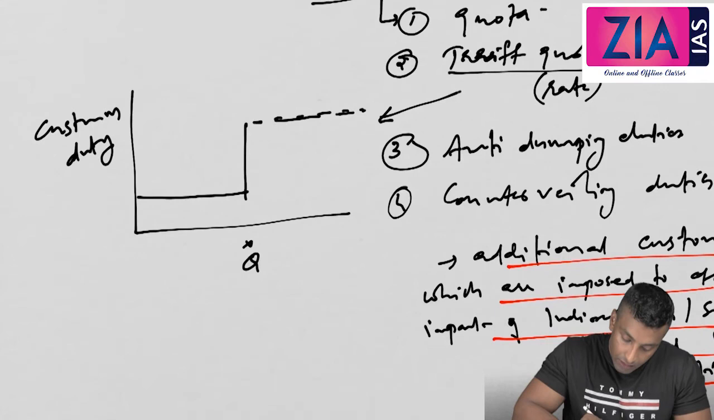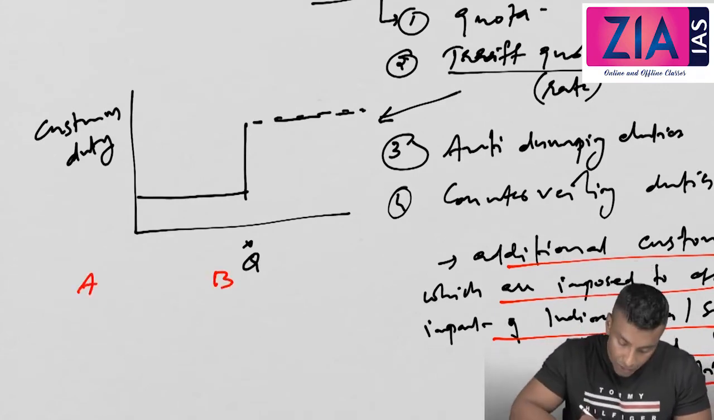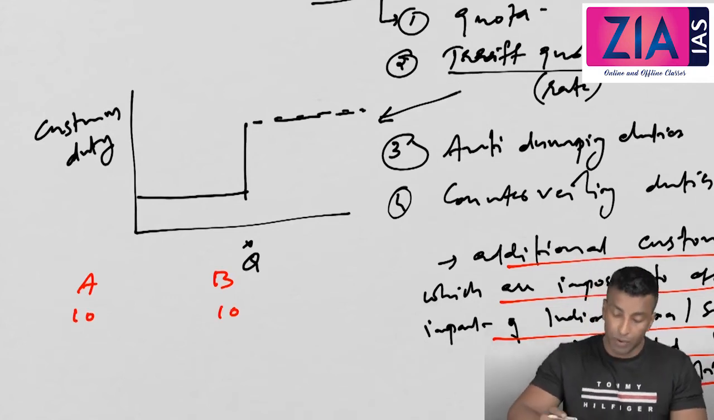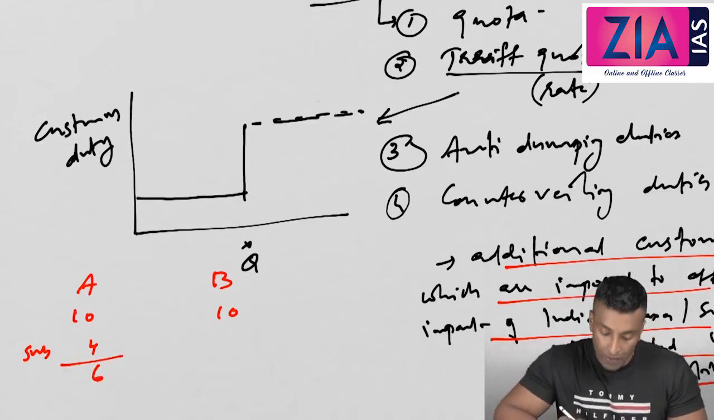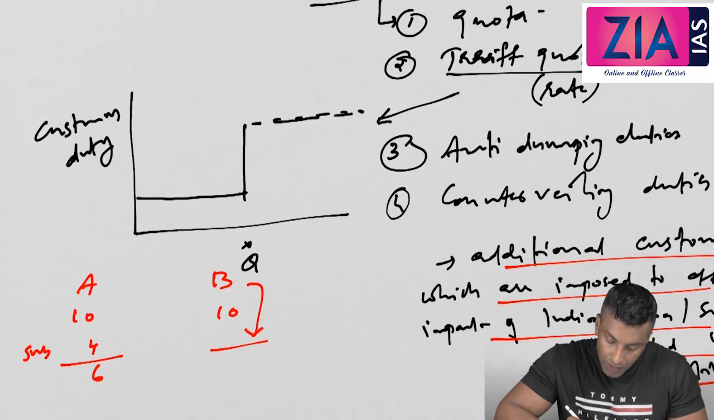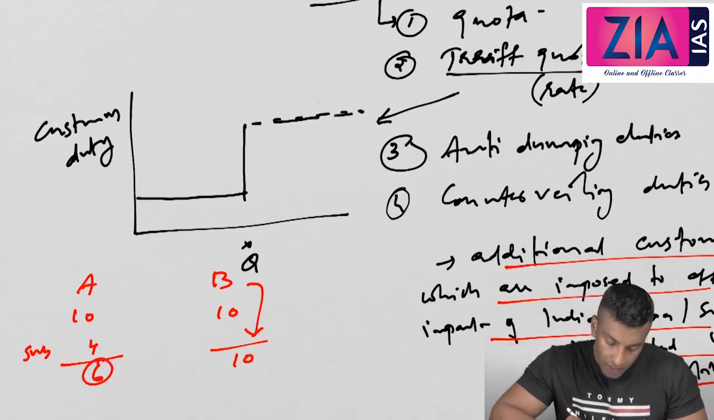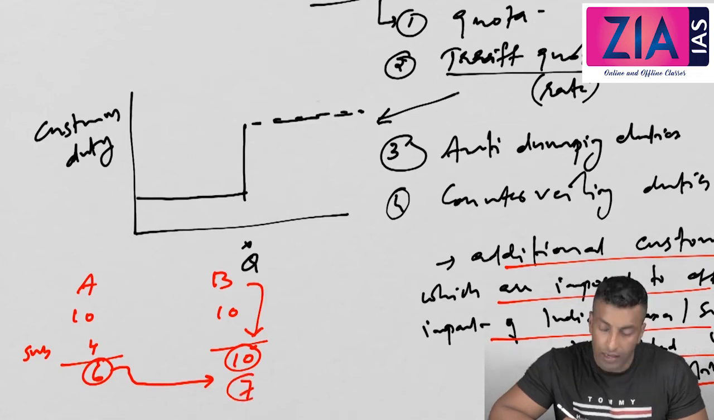Let's suppose I take two countries, country A and country B. Let's suppose this pen costs 10 rupees. The real value addition is 10 rupees. Now let's suppose in country A there is a subsidy of, let's say, 4 rupees. So ultimately it costs 6 rupees. But in country B there is no subsidy, so in the domestic market it is sold at 10 rupees. Here it is 6 rupees, here it is 10 rupees. Now what the exporter of this country can do is export it and sell it here at 7 rupees.